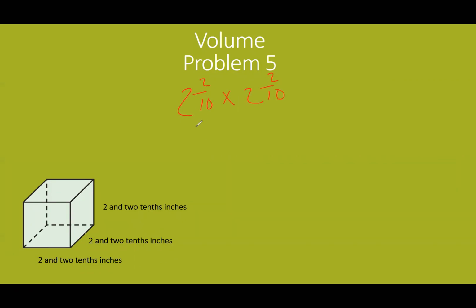So this would have been 22/10 times 22/10 over 100. So we did 22 times 22. 2 times 2 is 4. 4, 0, 4, 4. 484. So it brought it down to 4 84/100.